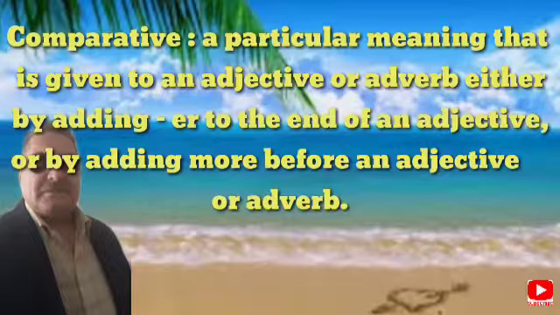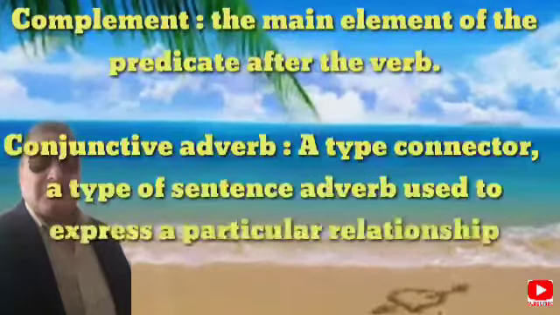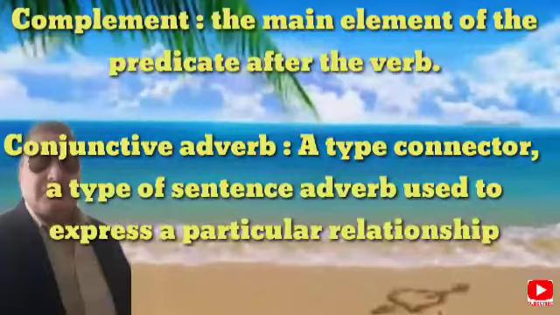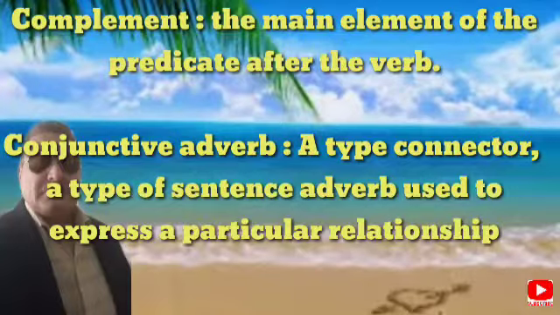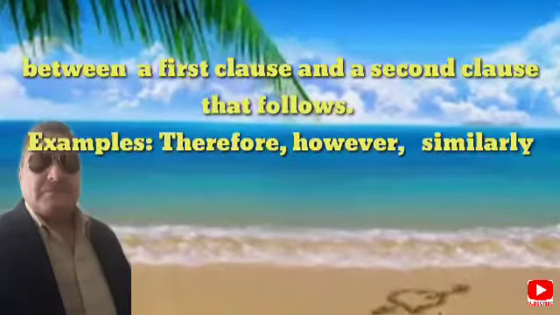Complement. The main complement of the predicate after the verb. Conjunctive adverb. A type of connector, a type of sentence adverb used to express a particular relationship between a first clause and a second clause that follows.